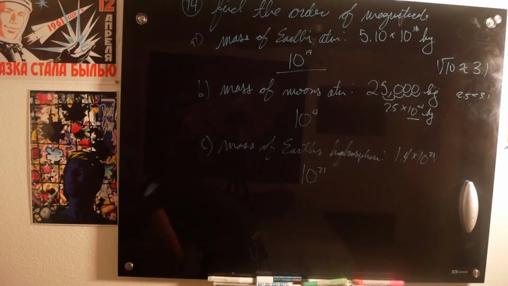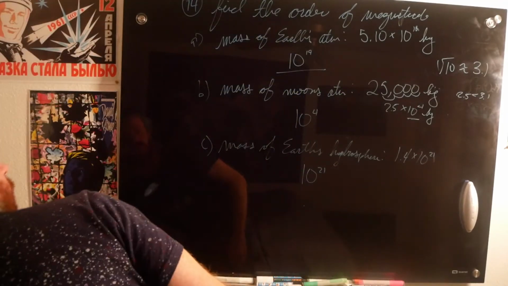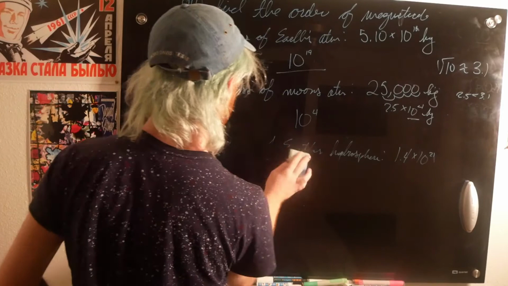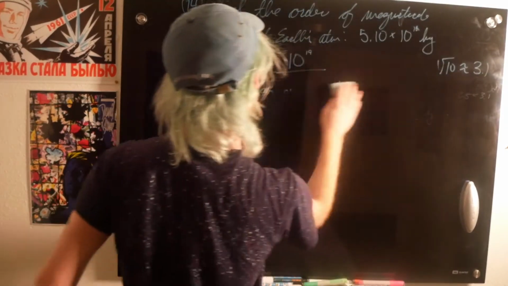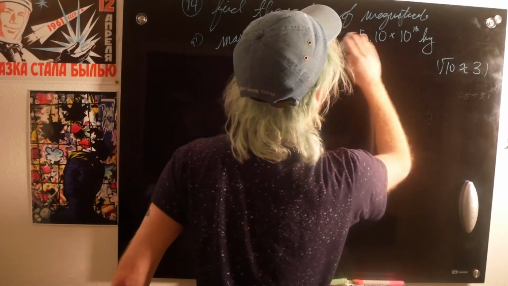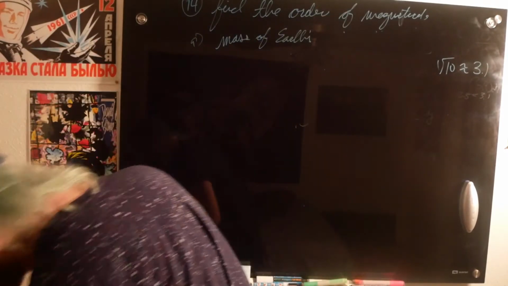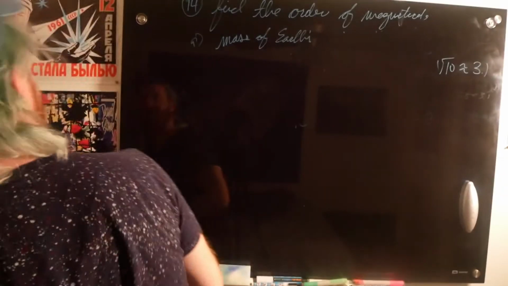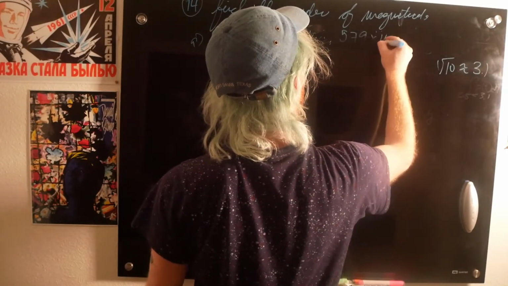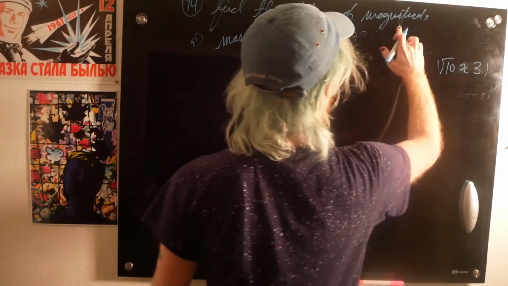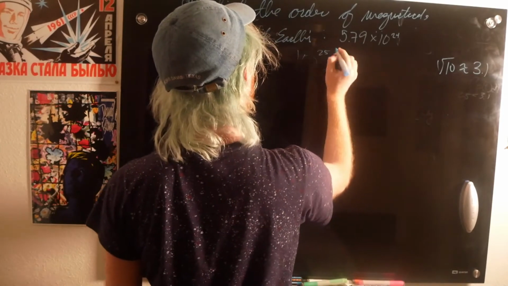And let's see, mass of the Earth is next, so let me erase this. So mass of the Earth is going to be 5.79 times 10 to the 24. Now this is greater than 3.1, so we're going to estimate the order of magnitude to be 10 to the 25th.